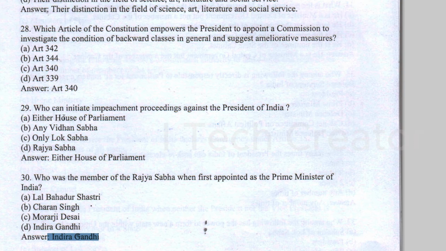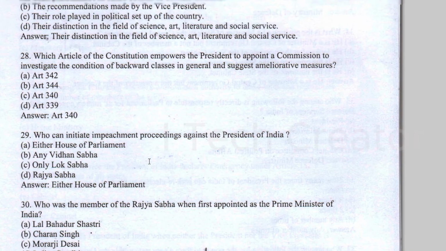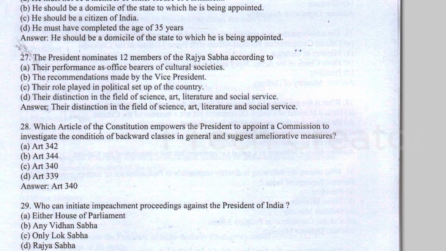Who can initiate impeachment proceedings against the President of India? Either House of Parliament. Which article of the Constitution empowers the President to appoint a commission to investigate the condition of backward classes in general and suggest ameliorative measures? Article 340.